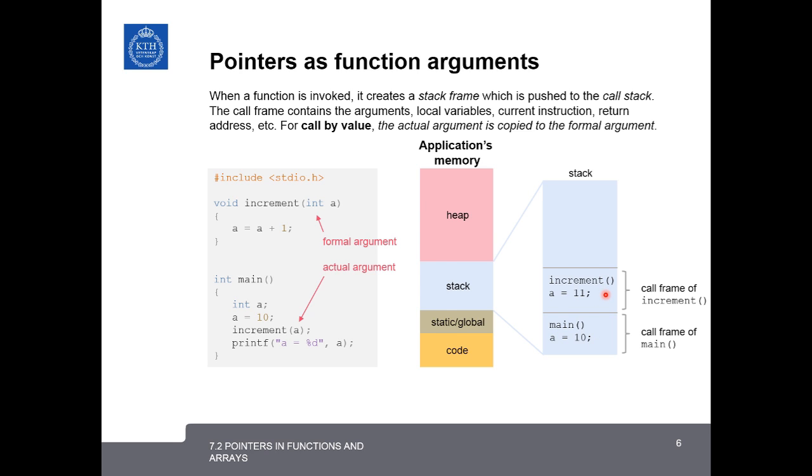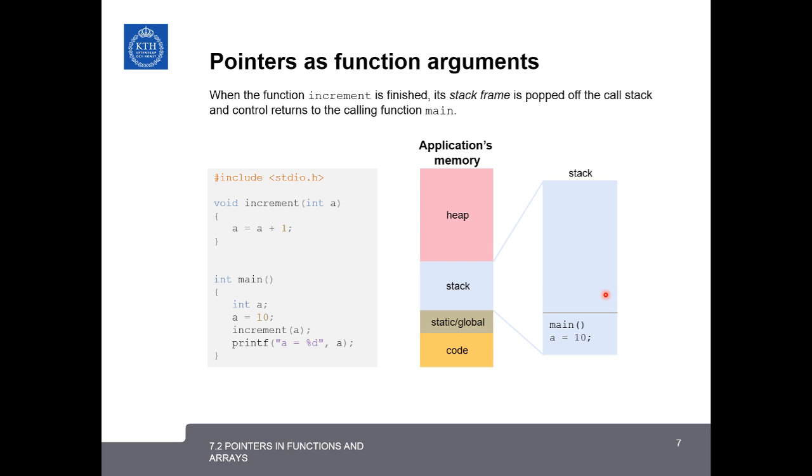Once increment is finished executing, control returns to the main stack frame, and the increment call frame is pushed off the stack. Then control passes back to the main stack frame, and the local variable a from increment is removed, but the main local variable a remains unchanged.